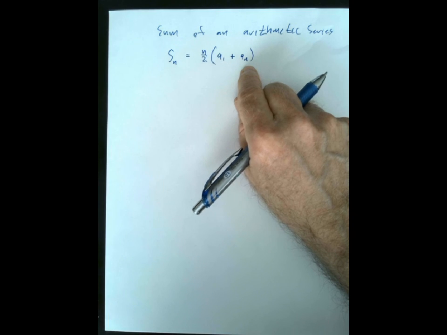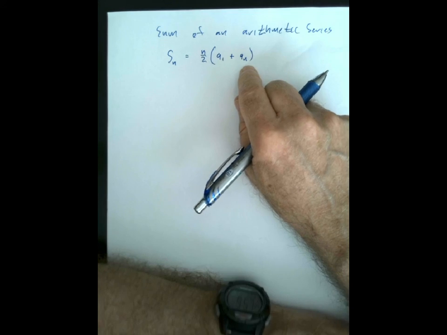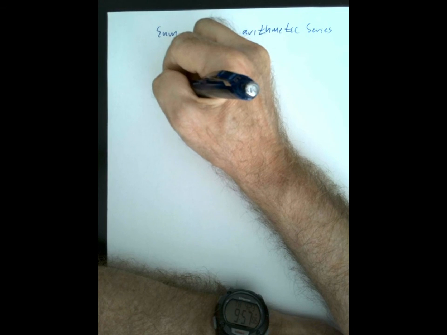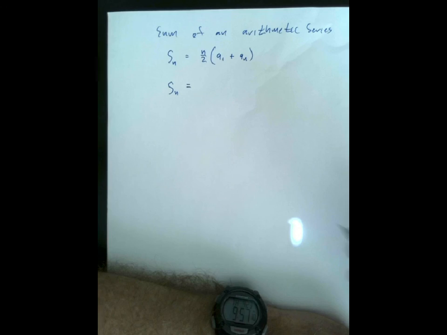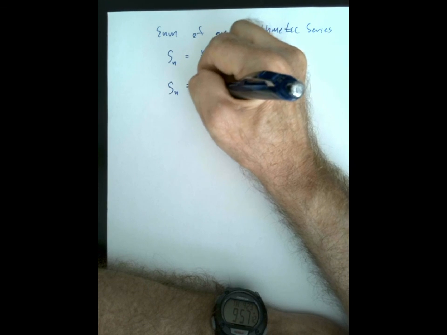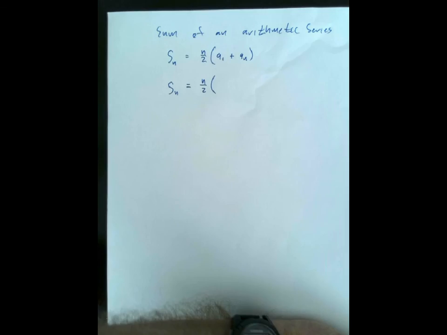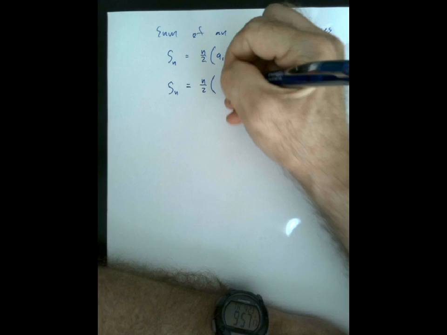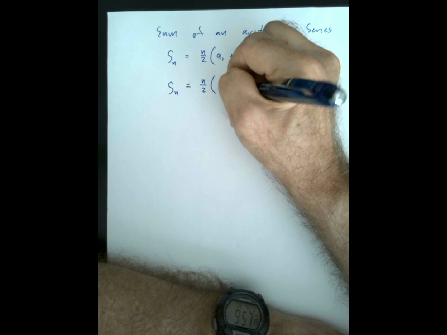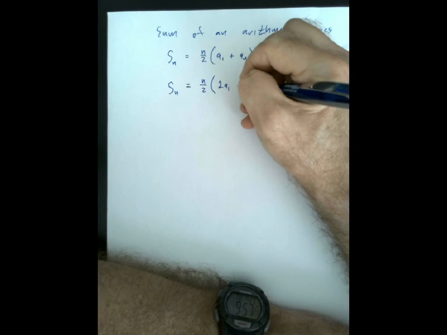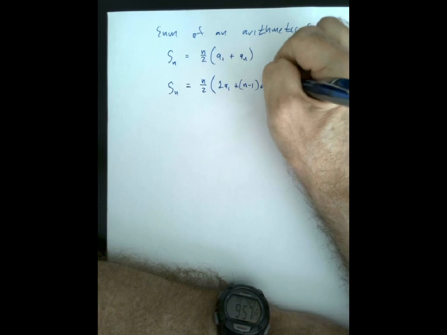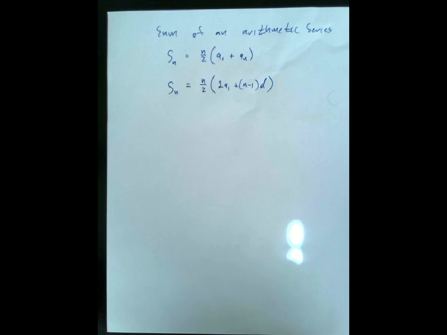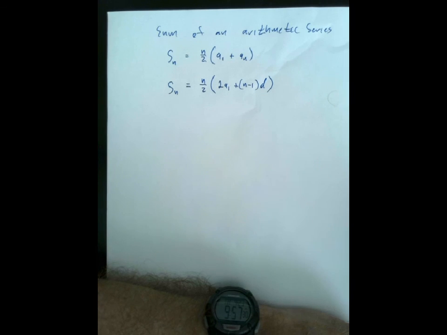Now, there's another version of it. It's actually 2 versions of the formula, and they're interchangeable, depending on where you're starting. S sub n equals n divided by 2 times the quantity 2 times a sub 1 plus n minus 1 times d. And either formula can be used.